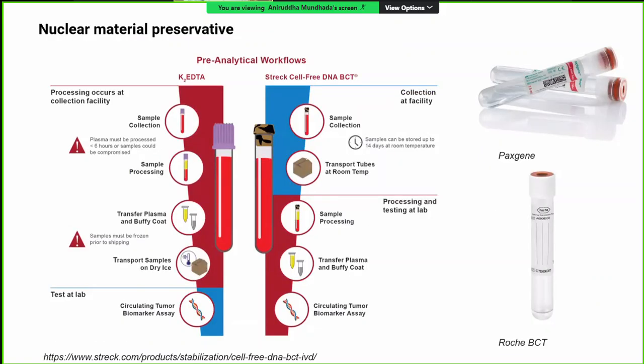The nuclear material preservative, which is added to the Streck tubes which we use at the molecular diagnostic lab, is also very important. In that, even with temperature changes, or even up to 7 days, we can store the sample, as compared to a usual EDTA sample, where there might be damage to the already fragmented ctDNA, and that can lead to the assay being negative for relapse.